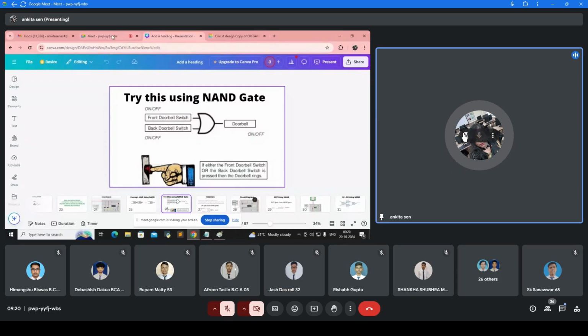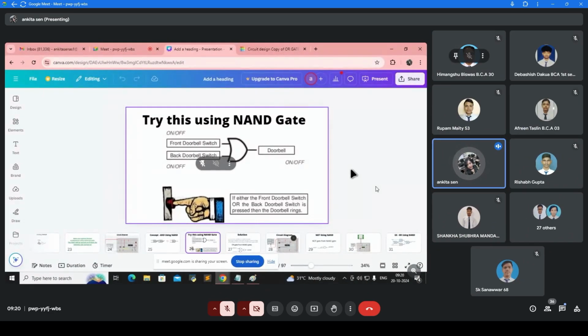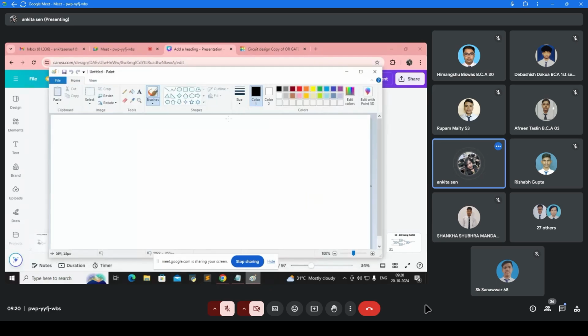Today I'm going to tell you about the OR gate using NAND gate. I hope all of you are familiar with the OR gate function. If the inputs are 0 0, then the output will be 0.